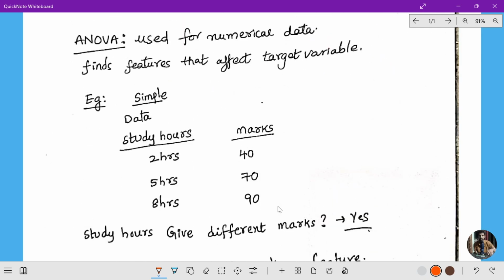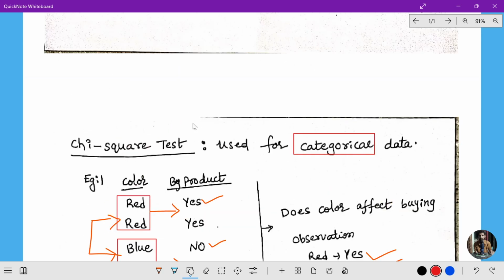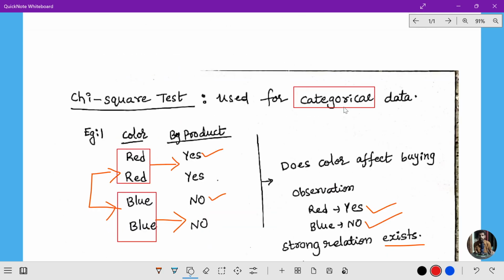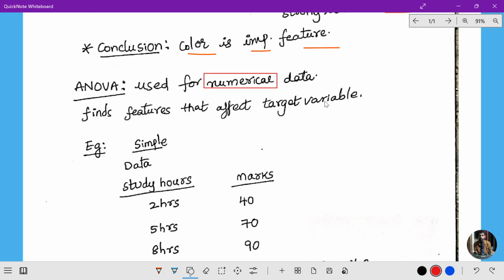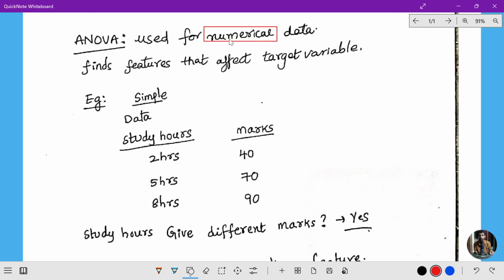The next one is ANOVA. What is the purpose of ANOVA? ANOVA is used for numerical data. In the previous one we discussed the chi-square test, which is about categorical data, but when it comes to ANOVA, we talk about numerical data. It finds the features that affect the target variable. Now we'll see an example for ANOVA.